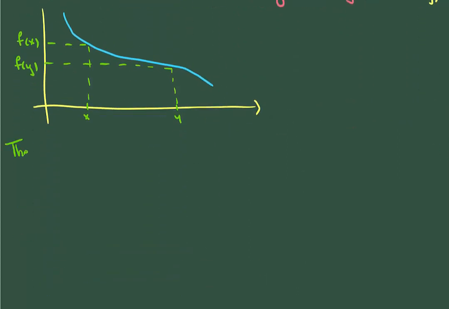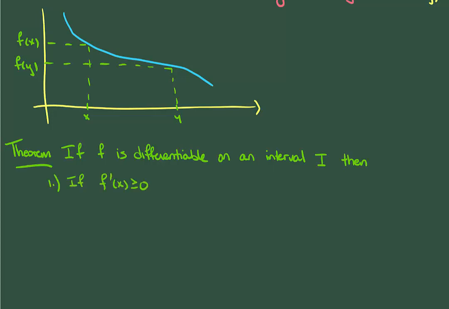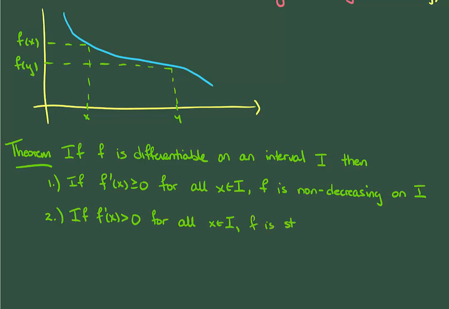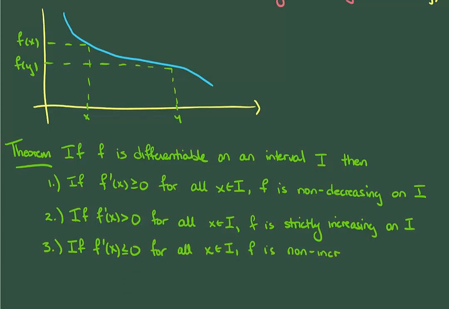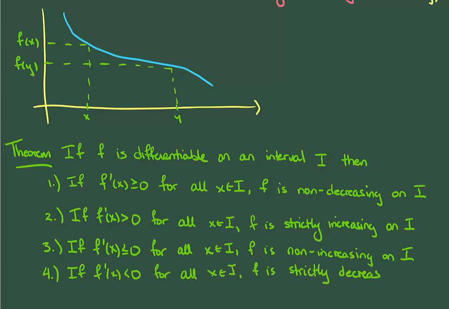This turns out to be true per the following theorem. If f is differentiable on the interval I, then if the derivative is greater than or equal to 0 for all x in I, f is non-decreasing on I. If the derivative is strictly positive, then the function is in turn strictly increasing. And you can imagine that the dual notions hold for negative derivatives and decreasing functions, with strictly decreasing corresponding to strictness of the inequality.